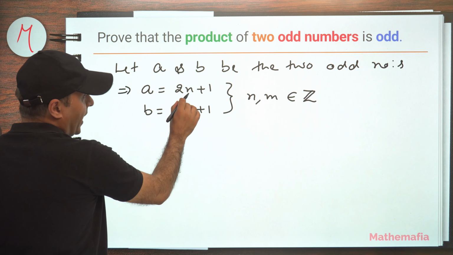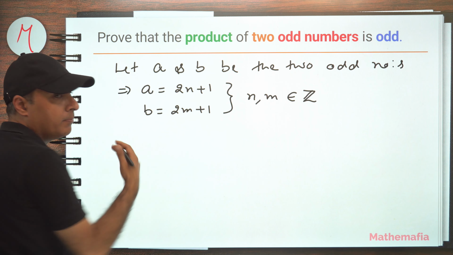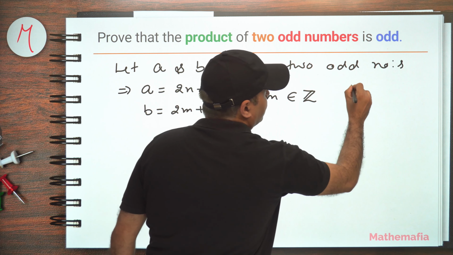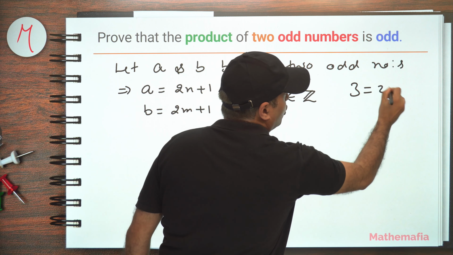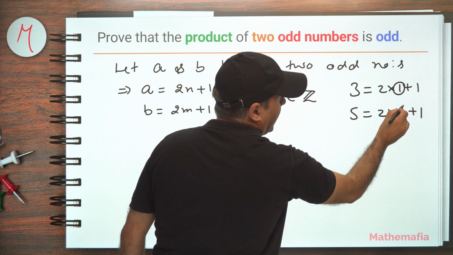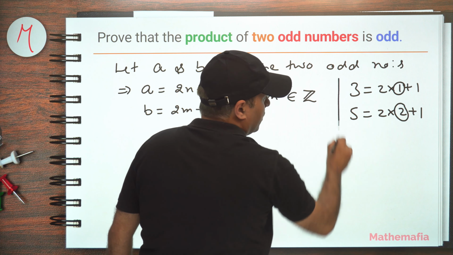Okay, so why n over here and m over here? Because these two can be two different odd numbers. For example, 3 can be written as 2 into 1 plus 1, and 5 can be written as 2 into 2 plus 1, right? So this is n and this is m. So these can be different.